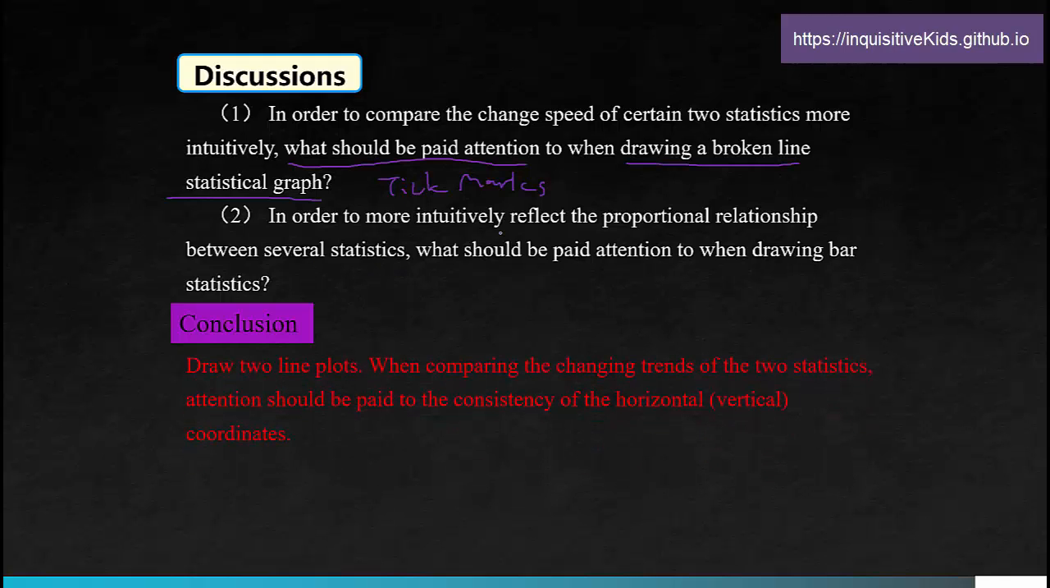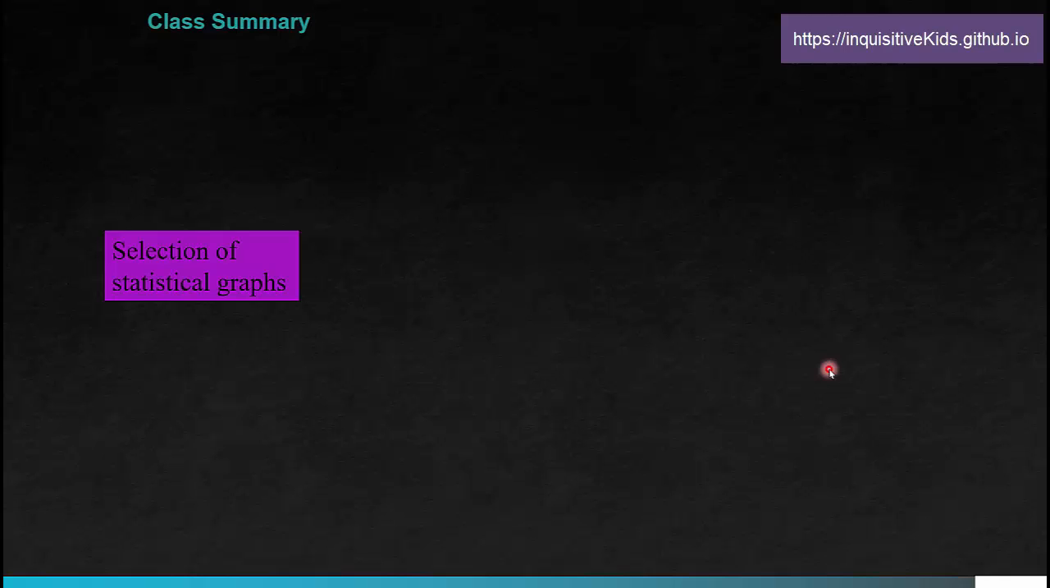So here's a conclusion. When drawing two line plots to compare the changing trends of the two statistics, attention should be paid to the consistency of the horizontal and vertical coordinates. When drawing a bar chart, the starting value on the coordinate should start from 0 to avoid misleading illusions. Class summary.